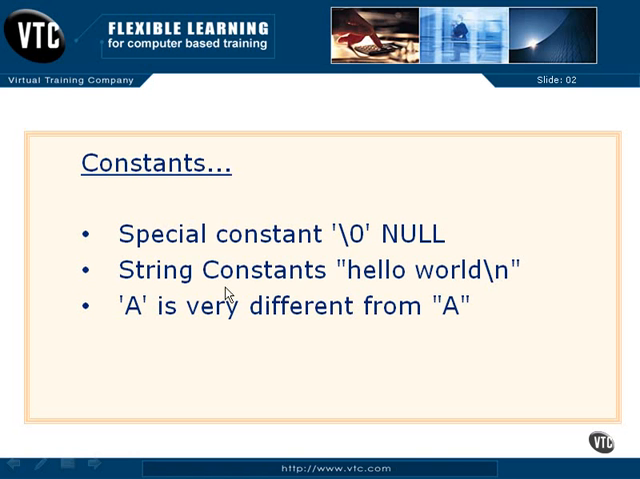So when you're defining constants, single quote A single quote is an integer value for the letter A, and that will be coded as the value of a constant. But that's very different from double quotes A double quotes. That's the letter A, or the numerical value for it, and then there's a null next to it. So there's really two characters taken up there, because this is a string constant as opposed to this being a character constant.